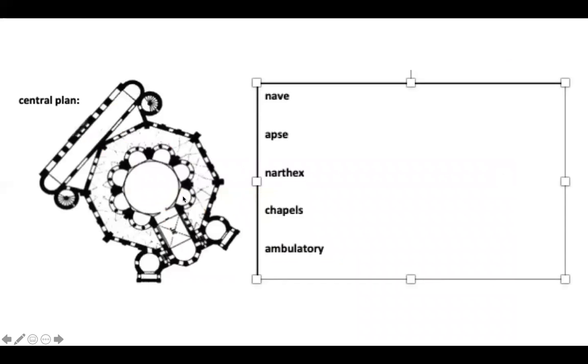All right, so some architectural terms. There's the nave, the apse, the narthex, the chapels, and the ambulatory.